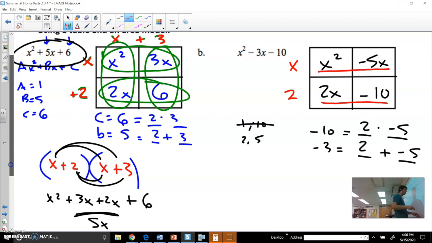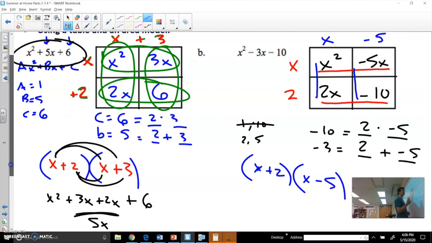Thinking vertically, what do x squared and 2x have in common? Those both have an x in common. And negative 5x and negative 10, if you're thinking about these values, they both have negative 5 in common. Negative 5 times 1 and negative 5 times 2. So now I have kind of extracted my greatest common factors, if you will, and I have x plus 2 and I have x minus 5.